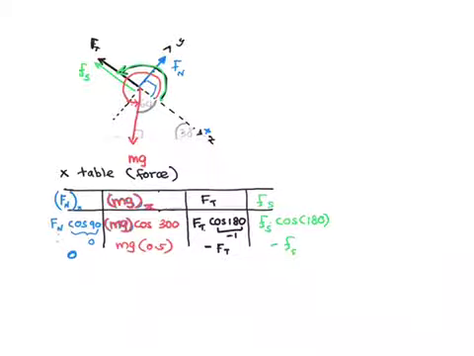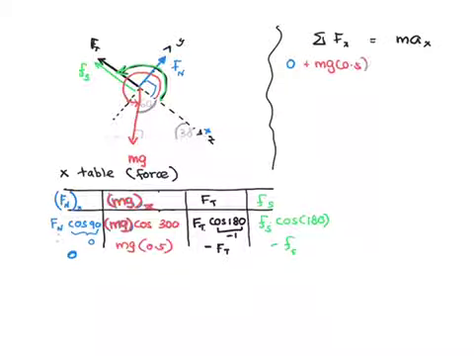So if you write the sum of Fx, Newton's second law, sum of F along the x direction equals mass times acceleration in the x direction. You start with the normal force contribution, which is 0. Then you go with the weight component, mg times 0.5, and then the tension, that would be negative Ft, don't forget the sign, and the last is the friction, negative Fs, that equals mass times acceleration, and this is the acceleration along the x direction.